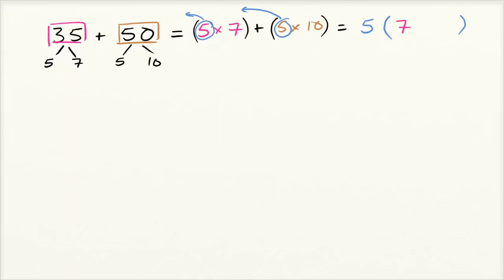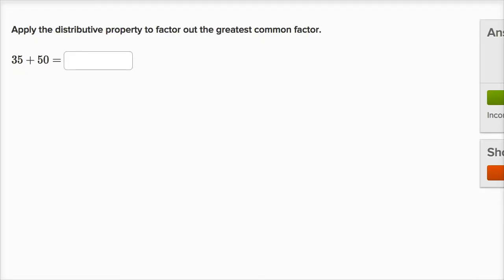So 5 times 7 plus 10. And we're done. 35 plus 50 is equal to 5 times 7 plus 10. So let me now go and type that in.